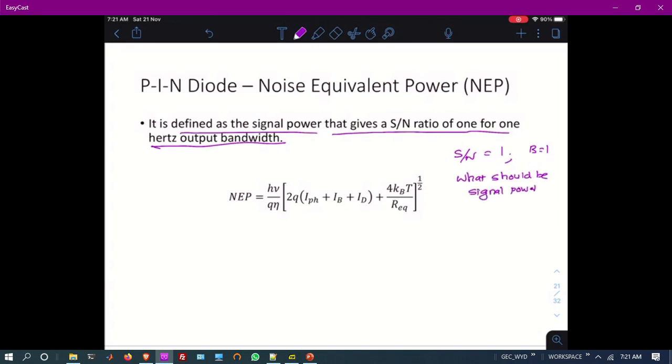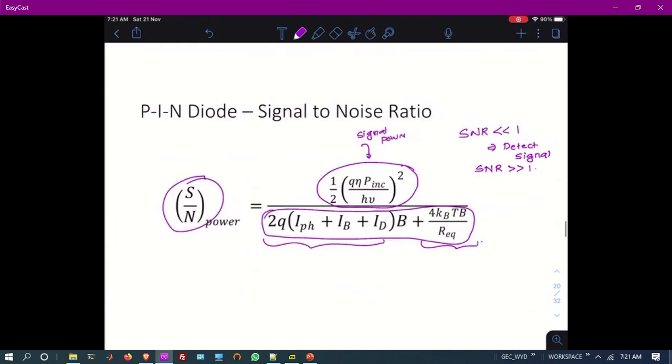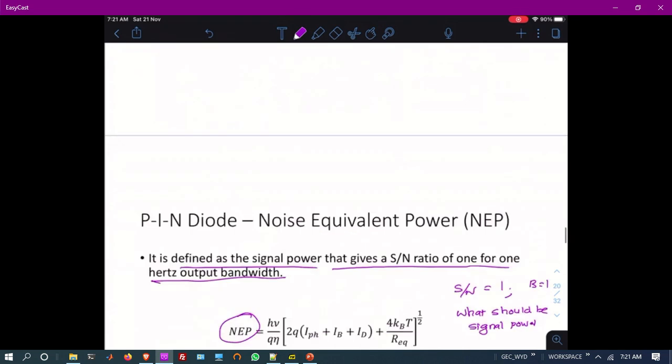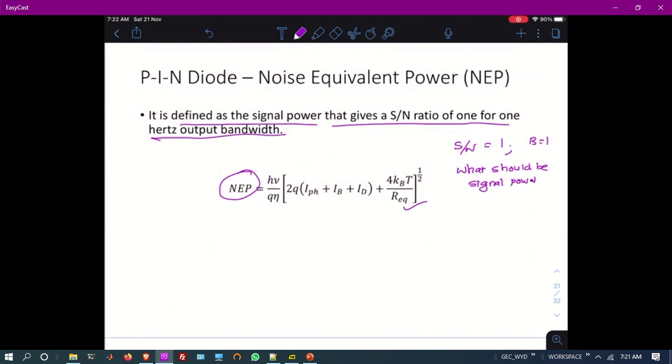That is equal to the noise equivalent power. And if you substitute in this expression, this is equal to 1 and B is also equal to 1, then you can find out what should be this expression that is given by this. So noise equivalent power is an important term, where you say that if the noise equivalent power is less, that means your signal doesn't have enough power to give or to detect the signal at the output.